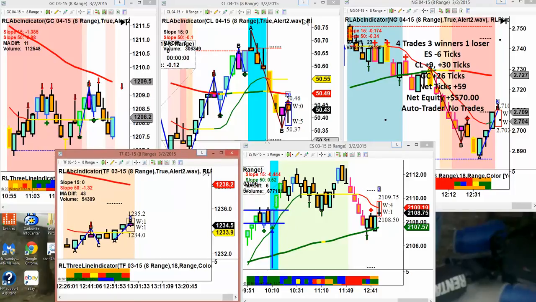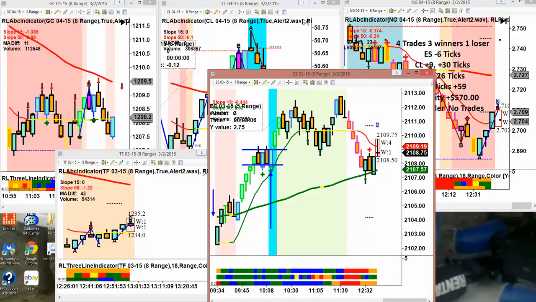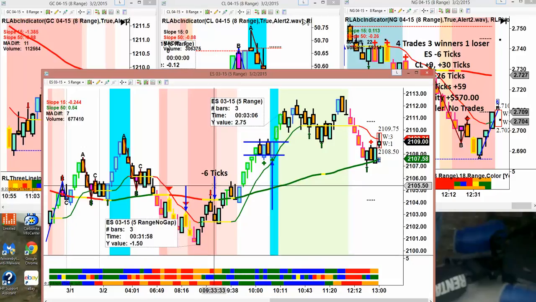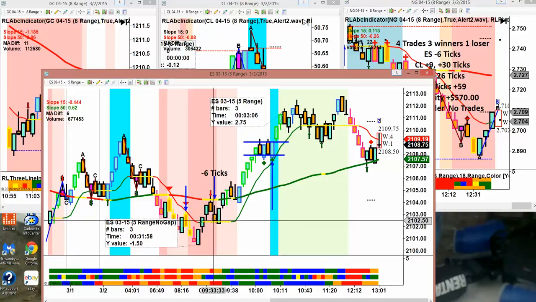Then on the ES, a really nice setup. Now, the ES is a 5-range chart. By mistake, I set it to 8. This is the first time we've traded 8 in a while, and an 8 range from a 13 range. And mistakenly, I set this to 8, took a trade right into nothing, right into support for a loser.